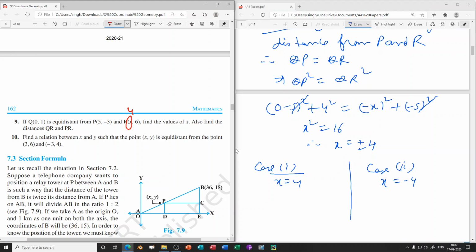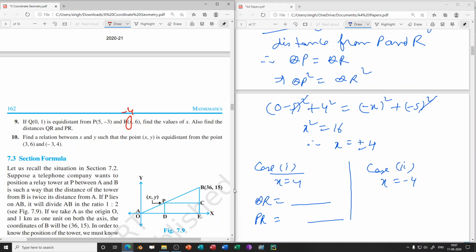QP is Q, not Q, but QR. Q and R. This is Q and this is R. So find QR. Distance formula you already know. And PR. This is P and this is R. So PR. Then second time you will replace this 4 with minus 4.